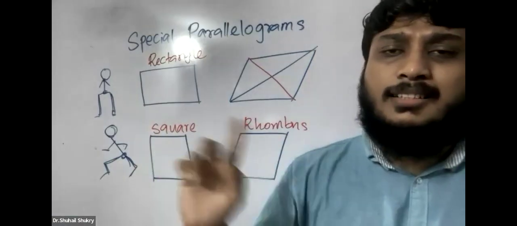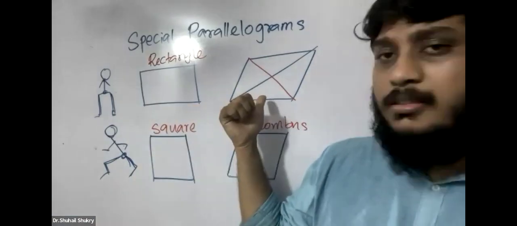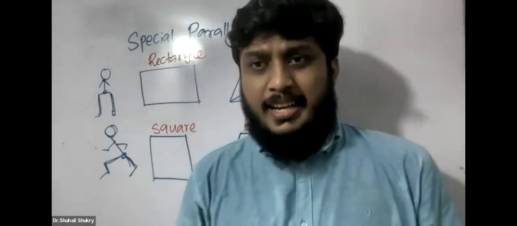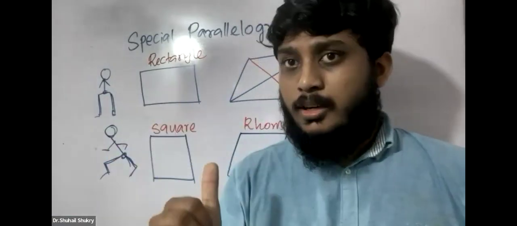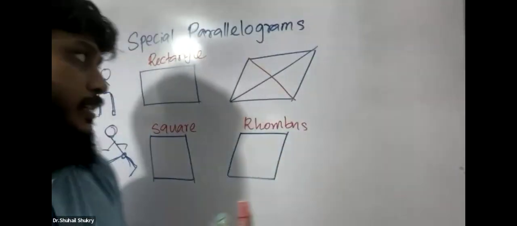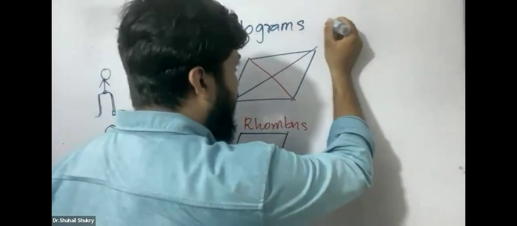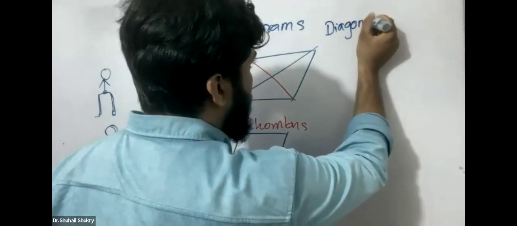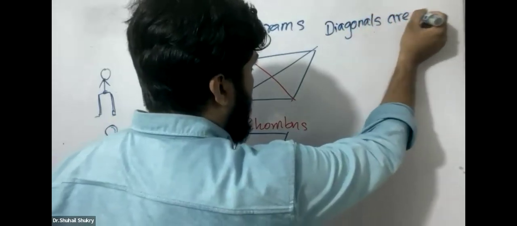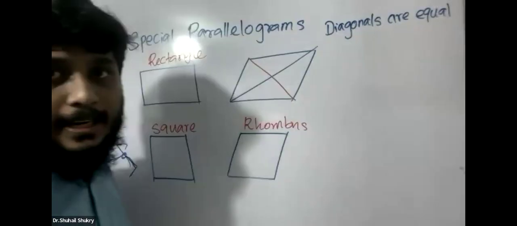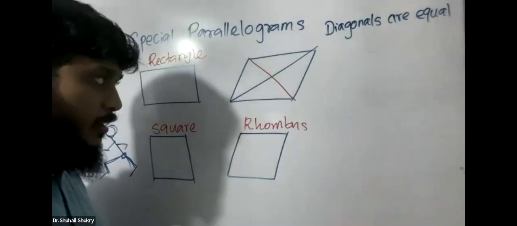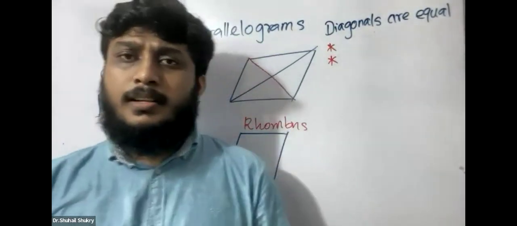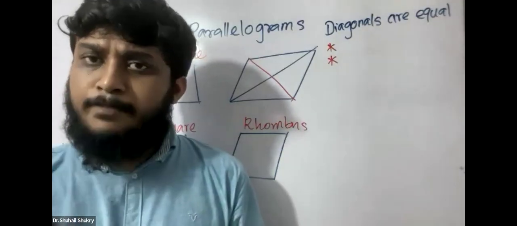Now tell me, which are the slanted shapes? The typical parallelogram and the rhombus. These are the slanted ones. Which are the straight shapes, standing straight? Rectangle and square. So remember, guys, if I say diagonals are equal, what are the two shapes I can write for this? Very good. Square and rectangle.